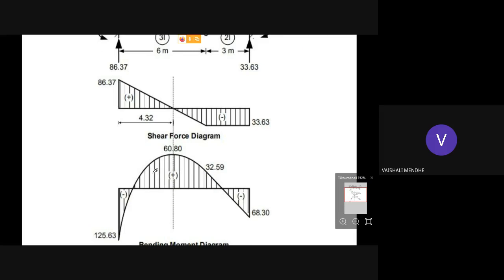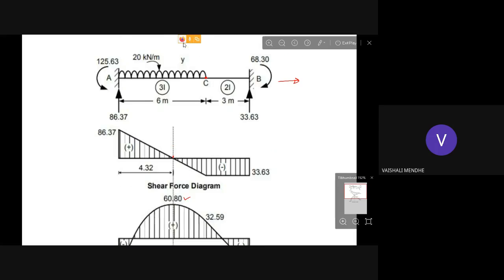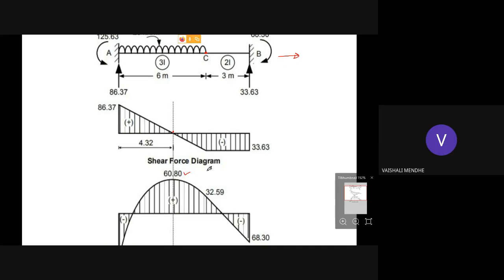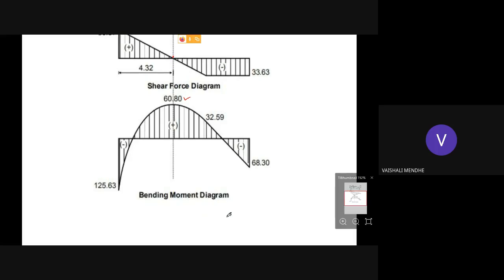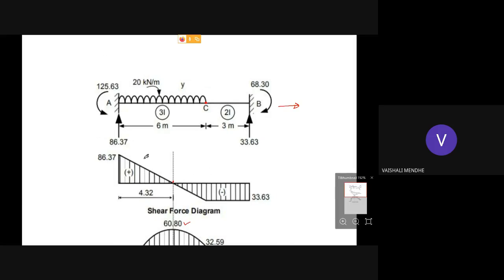So here you'll get the net bending moment, and at this x you can find the bending moment value. At x equal to 4.32, it is equal to 60.80. So this is your bending moment diagram. This is your shear force diagram, and this is your bending moment diagram. Okay, so you can refer to that, and this is how we can solve the problem of analysis of beam using the column analogy method.